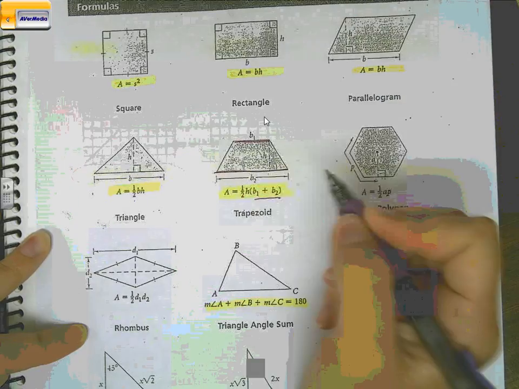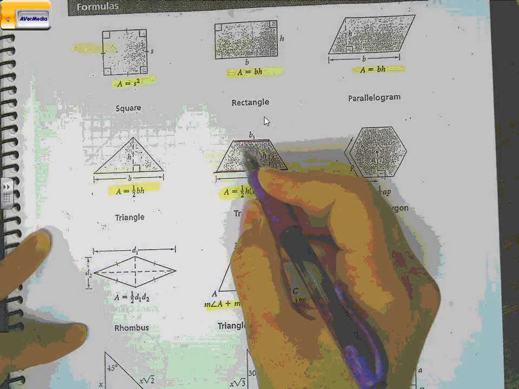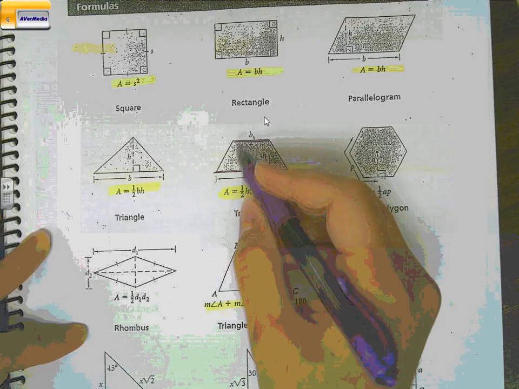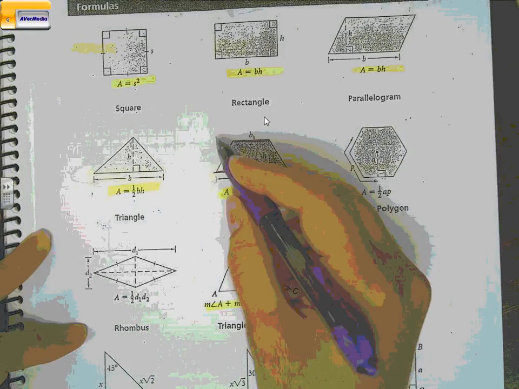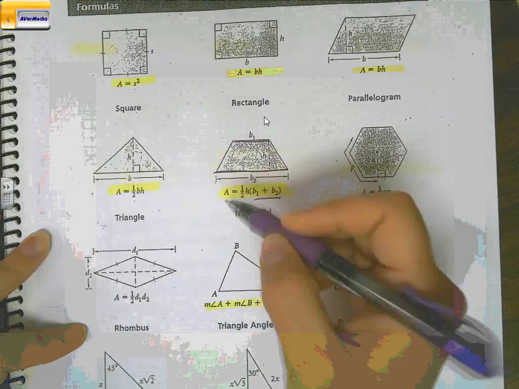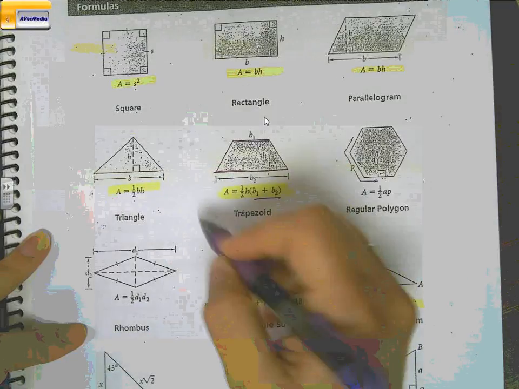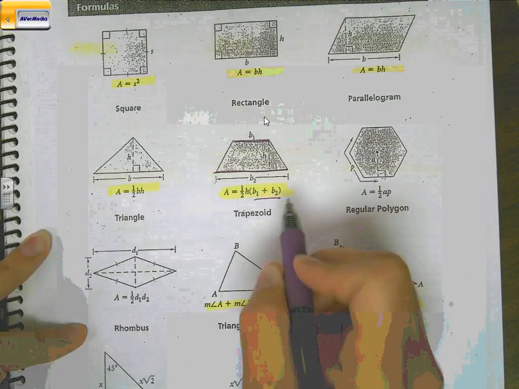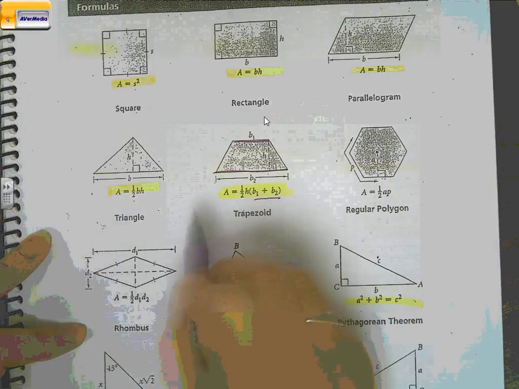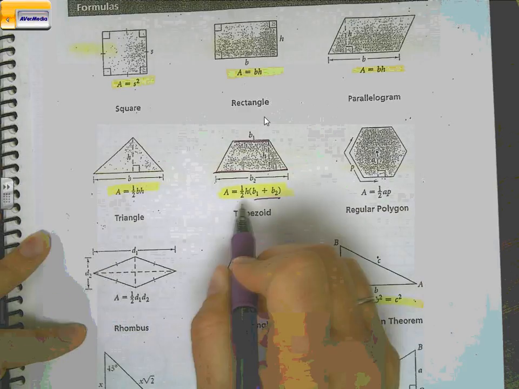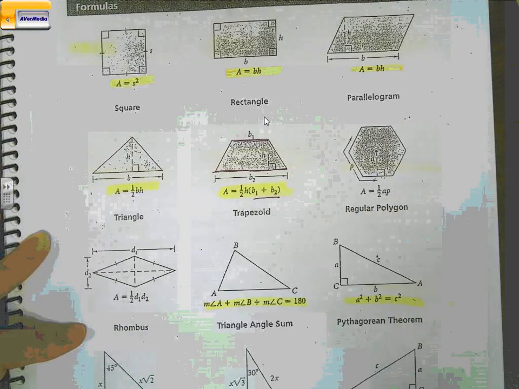A trapezoid has two different bases. And so the formula for the area of a trapezoid is you average those two bases together and then multiply by the height. You see, average the two bases. So it's really base times height, but there's two different bases. That's where the 1/2 b1 plus b2 comes from. It's really just averaging the bases and multiplying by the height. Anyway, you need to memorize that.